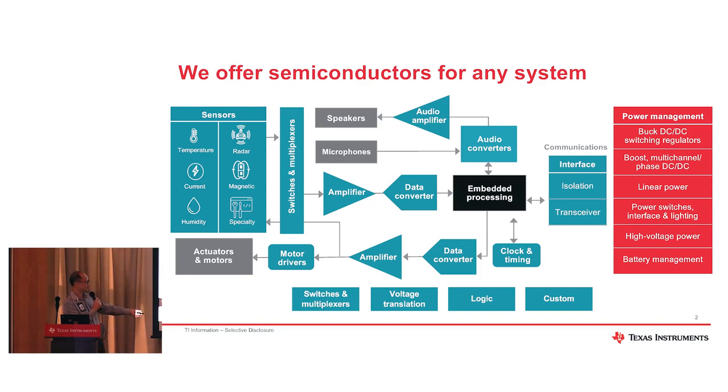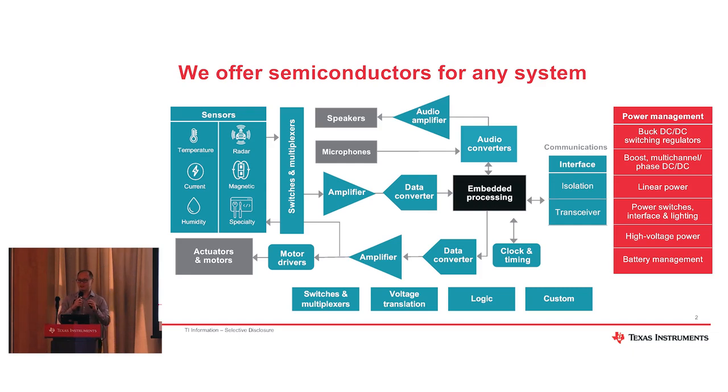Also, Aziz talked about the logic. But one area that many customers forget TI has, or many do not know that TI has, is sensors. We have temperature sensor, current sensor, humidity sensor. We have a magnetic sensor as well. We also have radar. Radar is also a form of sensor. And we have some specialty sensors like inductive sensor, capacitive sensor. So these are a range of products that TI has.